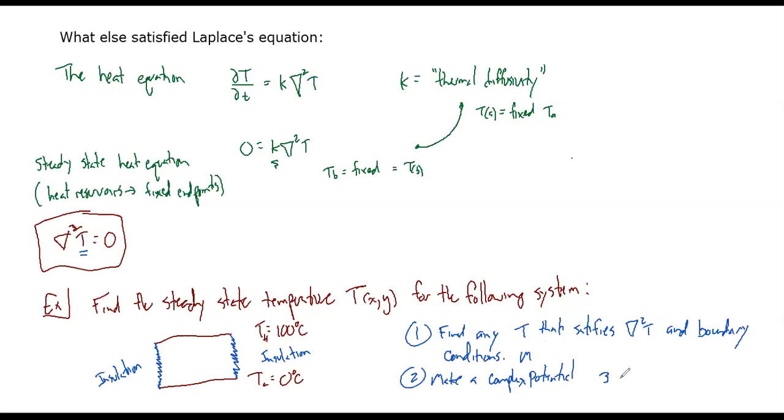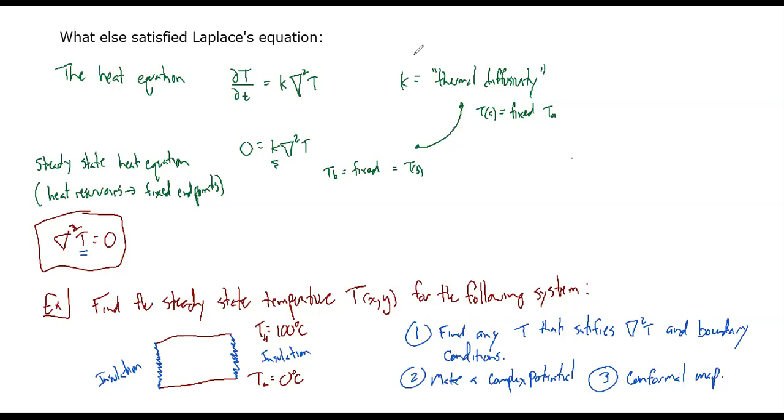And then find a conformal map. So 1 and 2 are going to take a lot more effort than it seems is necessary to solve this problem. But the point is, once you do 1 and 2, you can just pick any conformal map you want and get the answer for any of them.